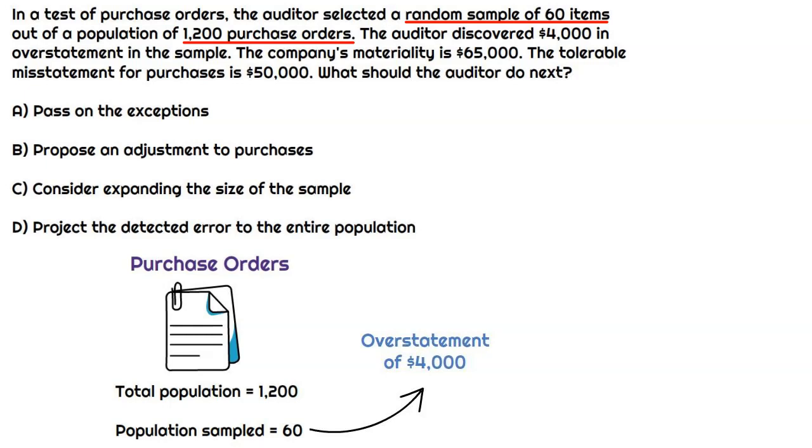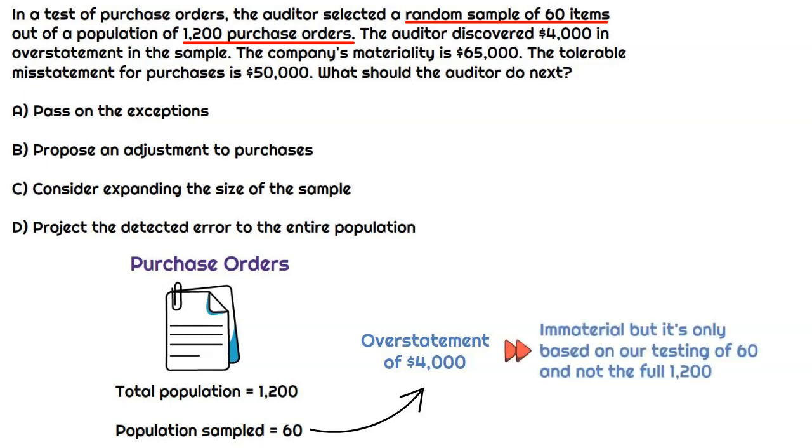Now, it tells us the company's materiality is $65,000 and that the tolerable misstatement for purchases is $50,000. So clearly that $4,000 misstatement we identified is well below those thresholds. But remember, that's only based on our testing of 60 items out of the 1,200.